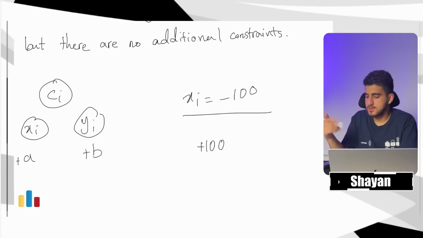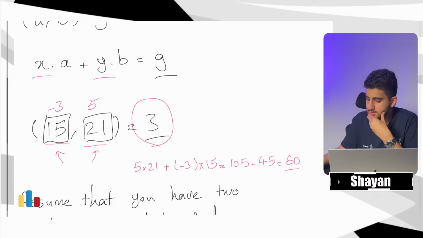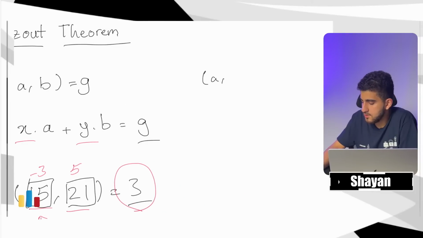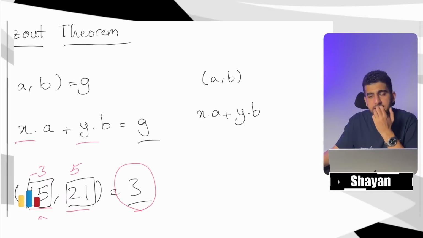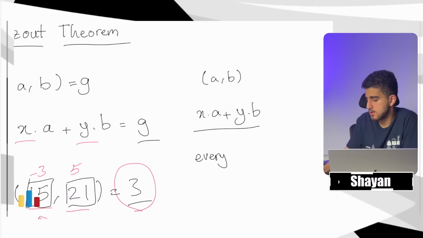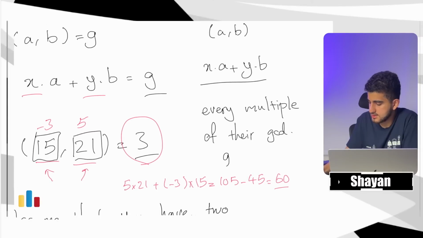Okay, so let me summarize it and say that from the beginning again. We stated something named Bézout's theorem, and we said that for each a and b, if you can multiply a by some x and multiply b by some y, you can make every multiple of their GCD. Let's call that G, as the GCD of a and b.